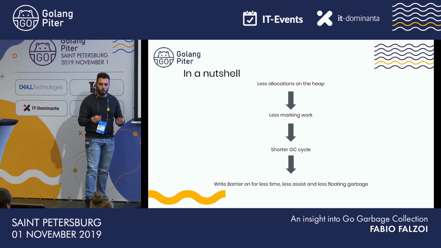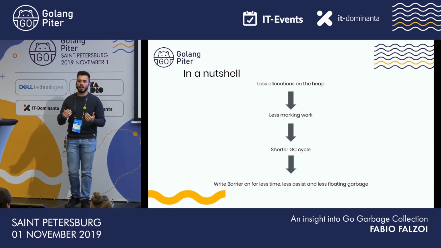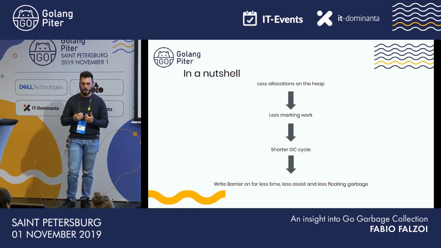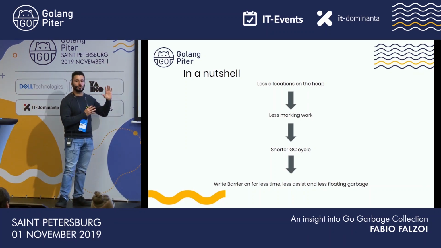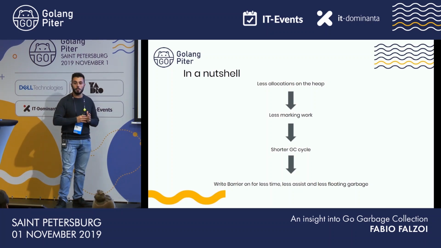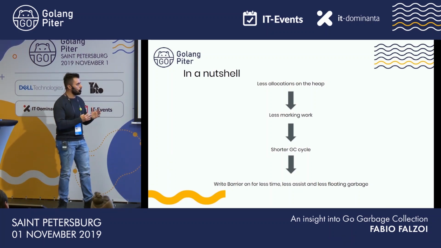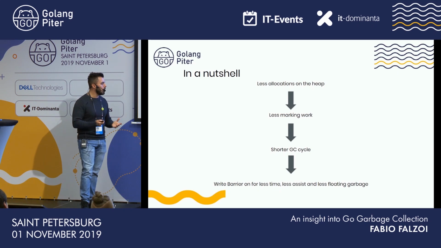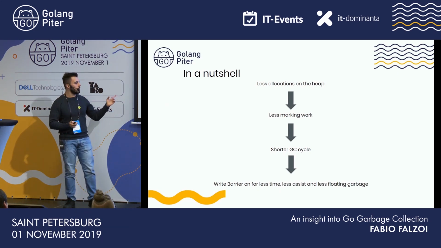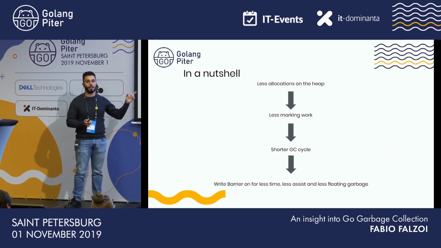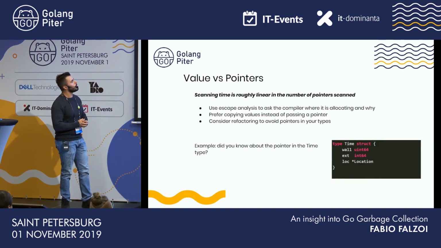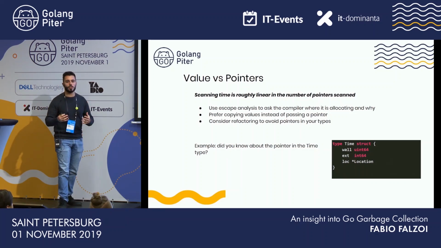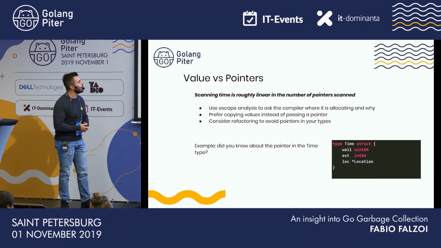Okay, so you profiled your application. You verified that your application is experiencing GC pressure. So what can you do as a first thing? The point is that if you manage to reduce the allocations on the heap, there will be less marking work. And so we will have a shorter GC cycle, and the write barrier will be on for less time, and the same for the assist mechanism, and finally the same for floating garbage. We will have less floating garbage. So what can we do to reduce the heap allocation rate?